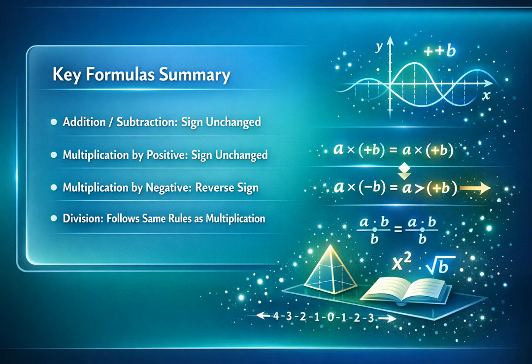Let's summarize the key rules. Adding or subtracting the same number from both sides doesn't change the sign. Multiplying or dividing by a positive number keeps the sign. Multiplying or dividing by a negative number reverses the sign. Division follows the same rules as multiplication.